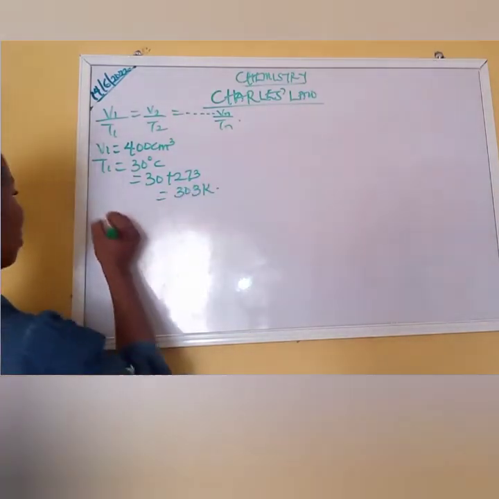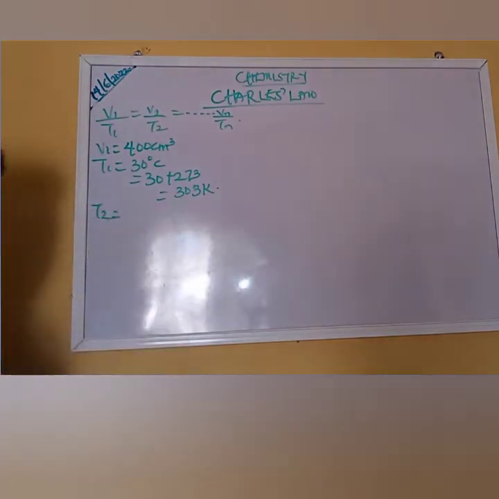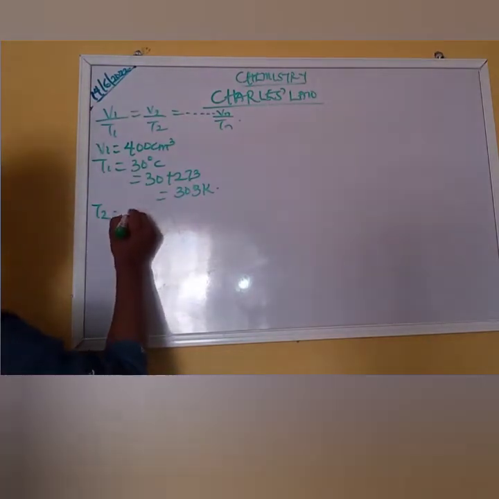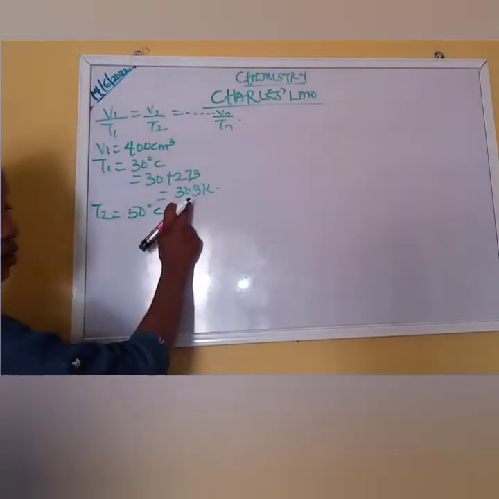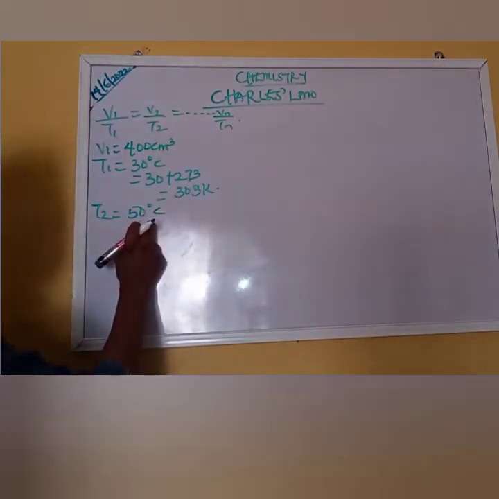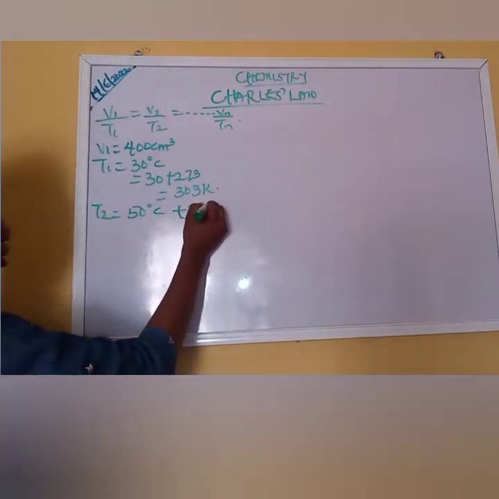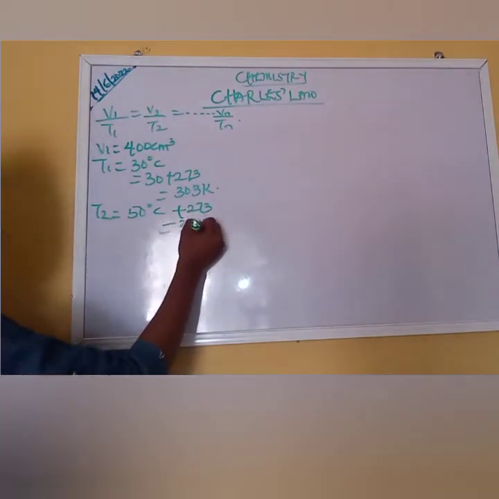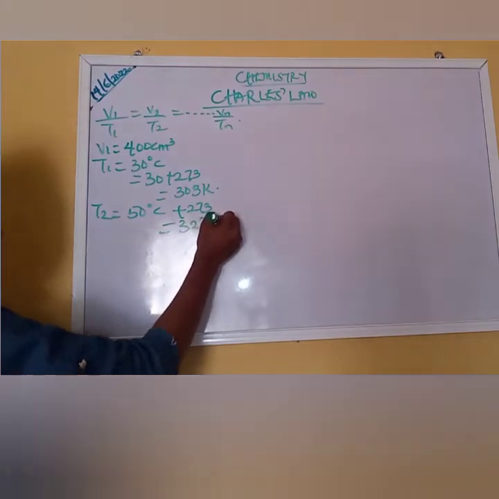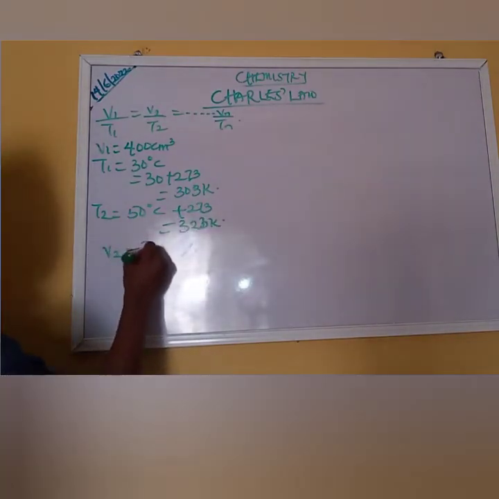So my T2, I was given T2 as 50 degrees Celsius. The same way I converted this to Kelvin, I also convert this by adding 273, so I should have 323 Kelvin, while my V2 is unknown.